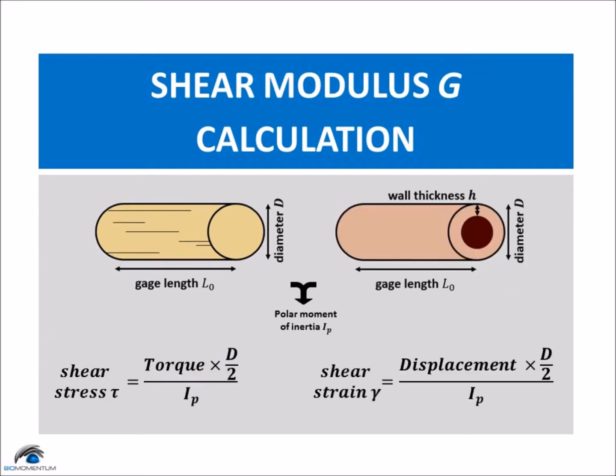Using the parameters of the sample, such as the diameter, the gauge length, and the wall thickness for a tube section sample, calculate the shear stress and shear strain from the torque and rotational displacement data.